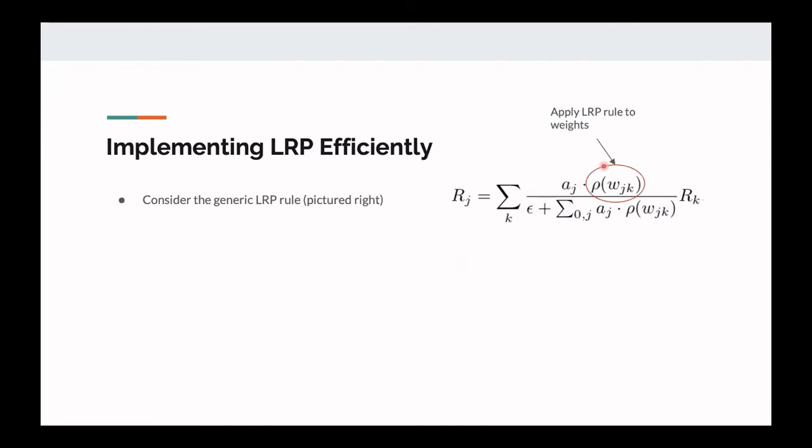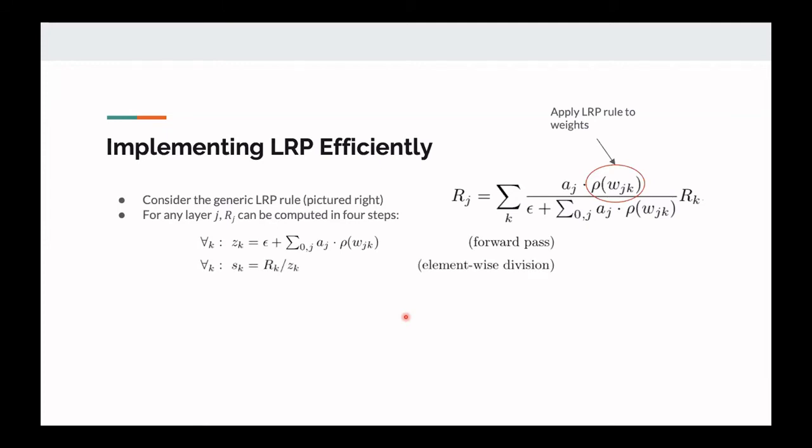Okay, so considering this new generic LRP rule going forward, for any layer J, the relevance score can be computed in 4 steps. So the first one is going to be just to compute the denominator, and this is basically the sum of all of those contributions from the J layer neuron to the K. And then we're going to compute the relevance of the current neuron divided by those contributions. That's to enforce the conservation property.